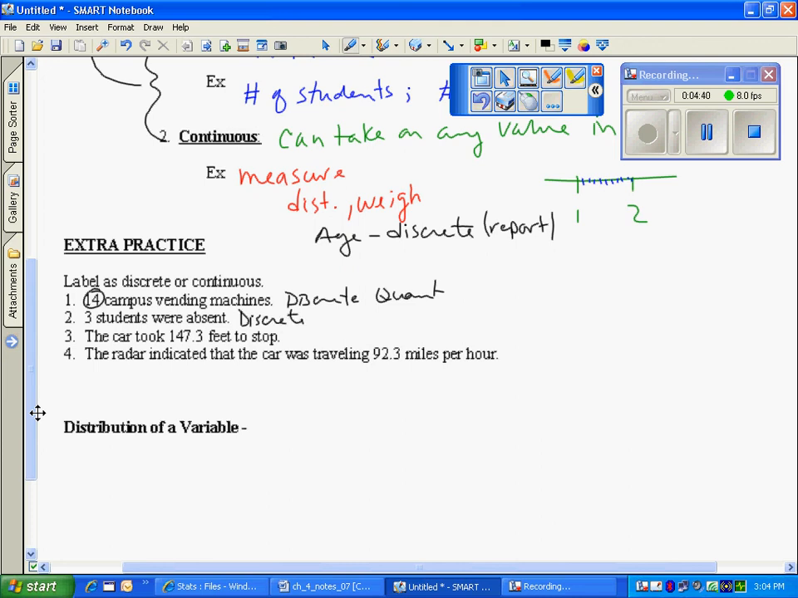The car took 147.3 feet to stop. Notice we didn't continue with the measurement, but that is a continuous measurement. We could have refined that decimal and continued on. And the radar found the car was traveling 92.3 miles per hour. Again, continuous.